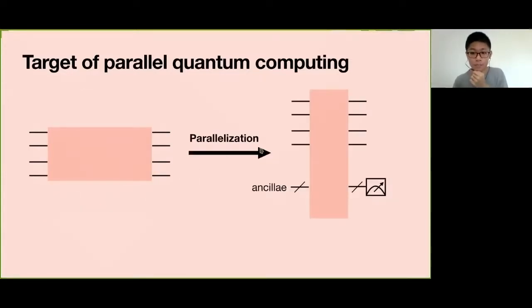Now, the goal of parallelization is to significantly reduce the circuit depth of this quantum circuit by introducing some ancillary qubits. And these ancillary qubits will be measured at the end of the computation. So the input space and output space are still the same as the original quantum circuit, but we want to significantly reduce the depth of it at the cost of a polynomial increase in the size of the quantum circuit. So this is similar to the goal of classical parallel computation. At the cost of space, we largely reduce the time.